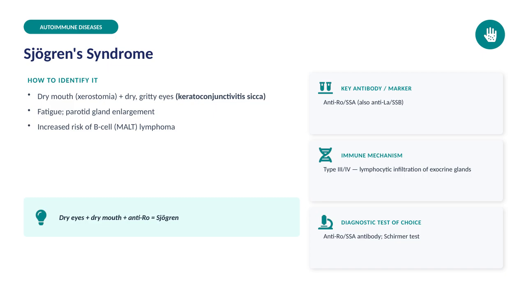Speaking of antibodies, the main markers to look for are anti-Ro/SSA and sometimes anti-La/SSB. The immune mechanism involves type 3 and IV hypersensitivity reactions, leading to lymphocytic infiltration of exocrine glands, which explains the dryness symptoms. To confirm the diagnosis, testing for anti-Ro/SSA antibodies is critical, and the Schirmer test helps evaluate tear production in the eyes, further supporting the diagnosis.